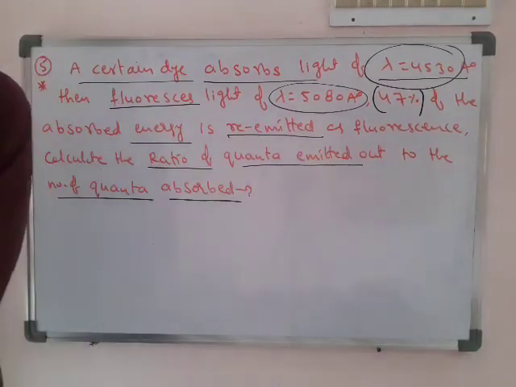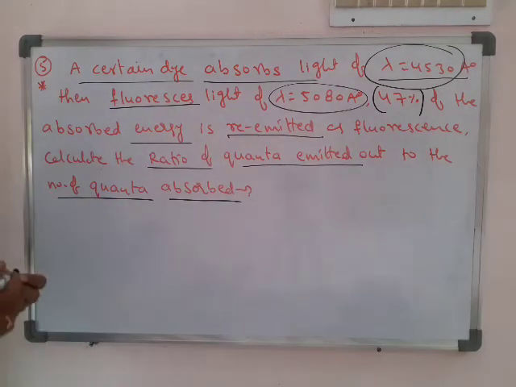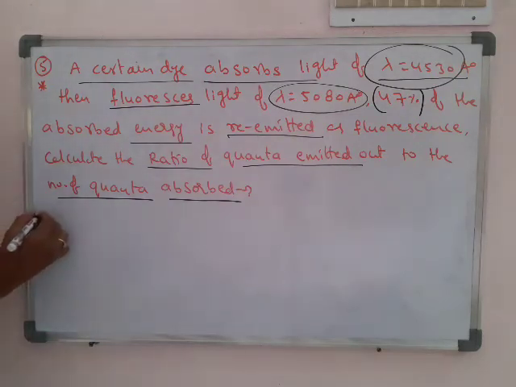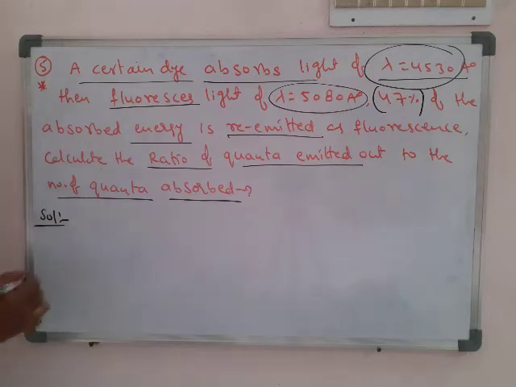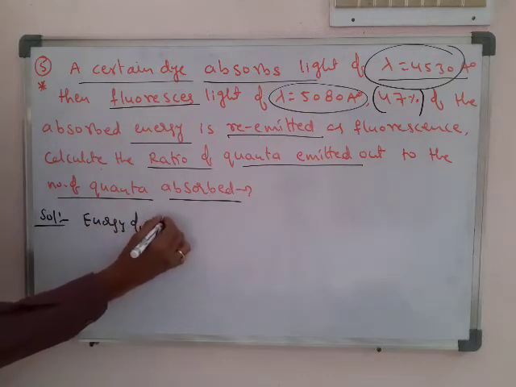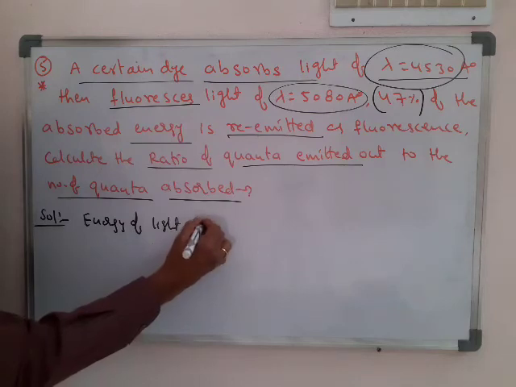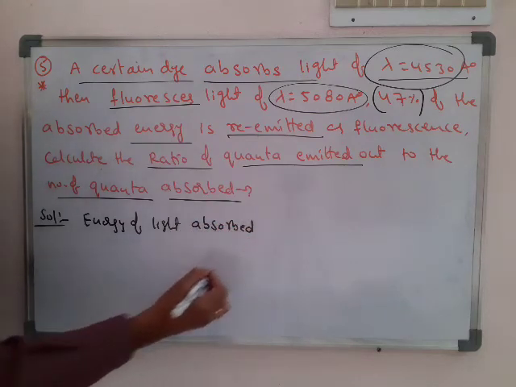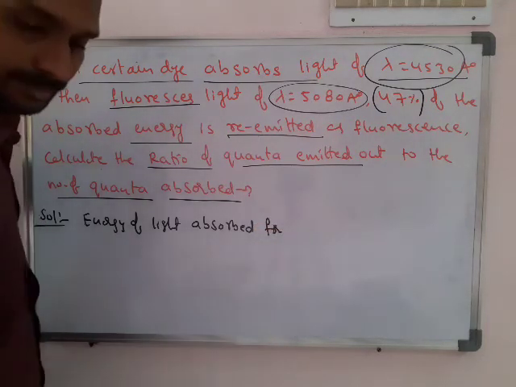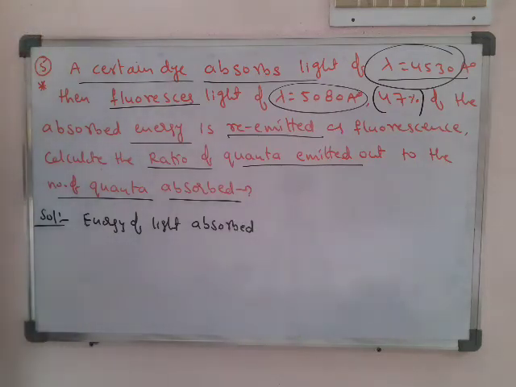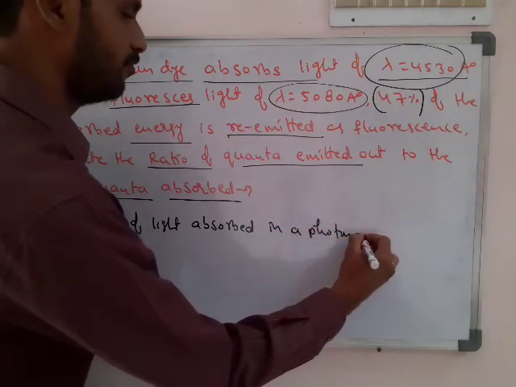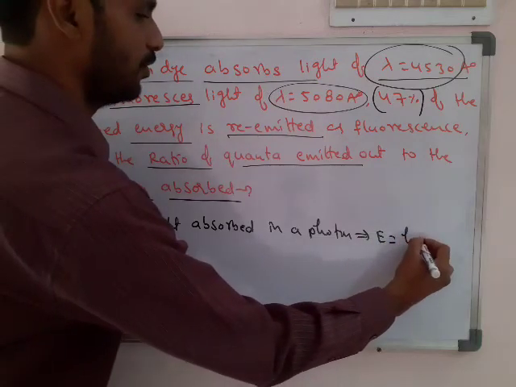Okay, so this is the process. So I think you understood the problem. So first, the energy of light absorbed in a photon, we know that E is equal to h nu.